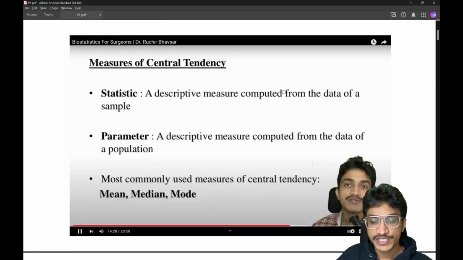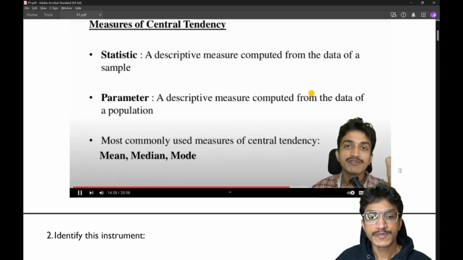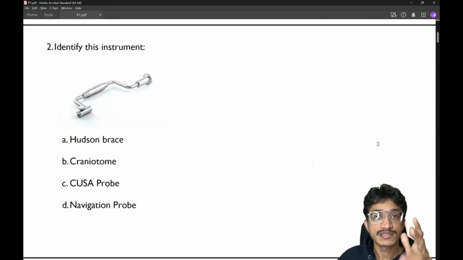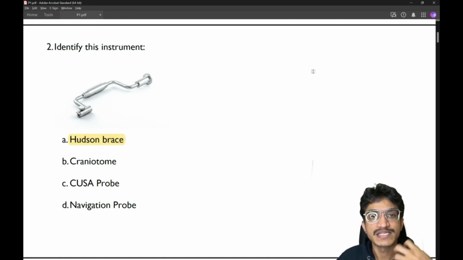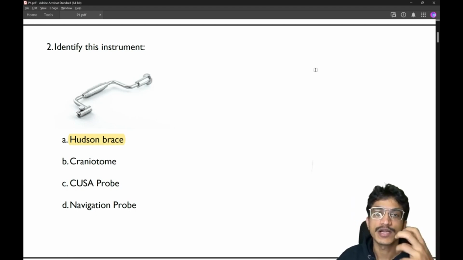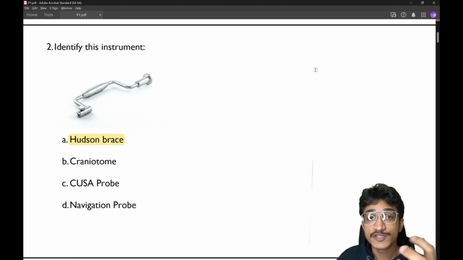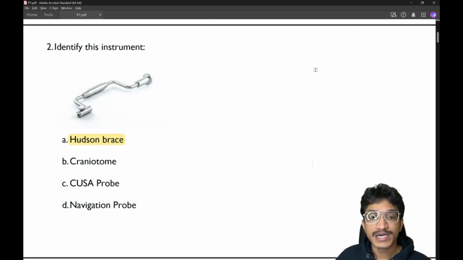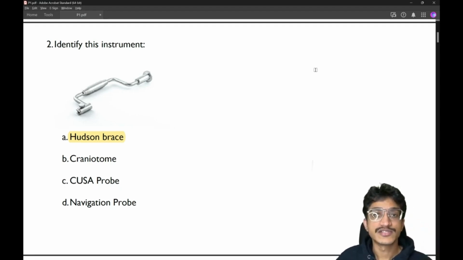Going on to the next question, coming to this, that is identify this instrument. So it is a Hudson brace basically, which is used in neurosurgery, and it is basically a fixator brace or instrument. So don't worry, even if you have made a mistake, these are all instruments which are very complicated at the PG exit level to answer. But in this, the correct answer is Hudson brace.